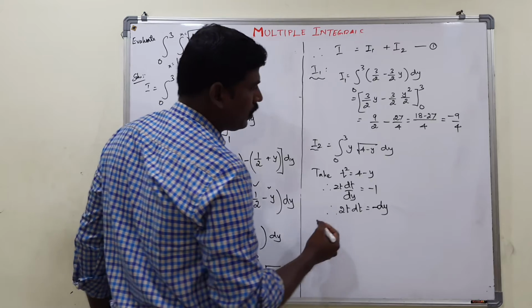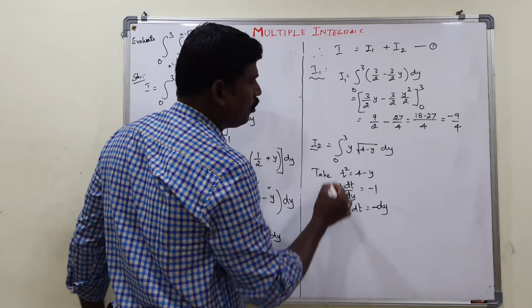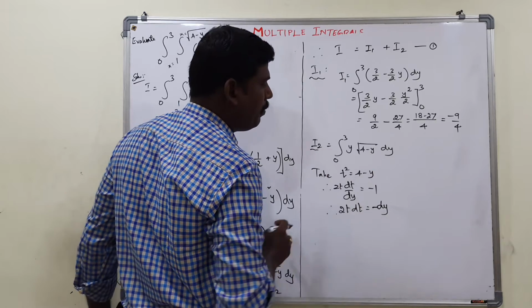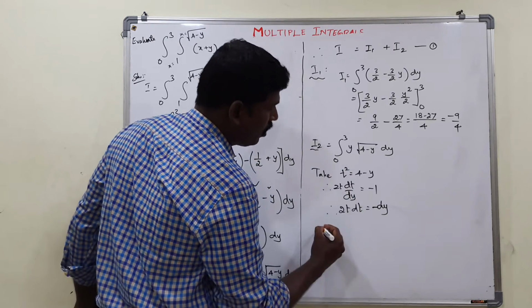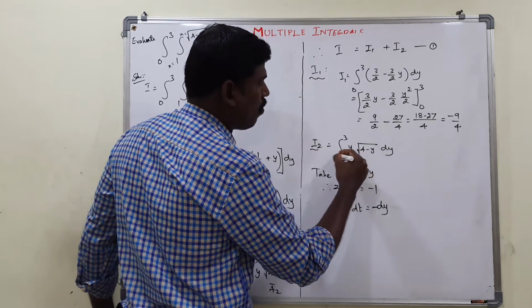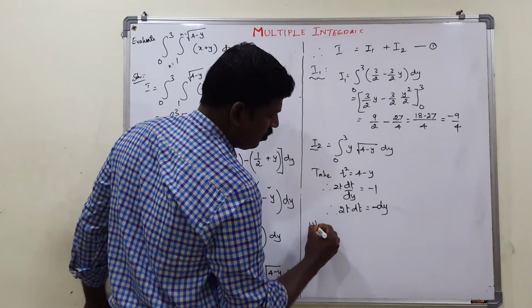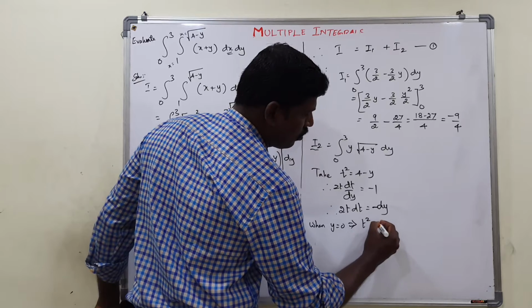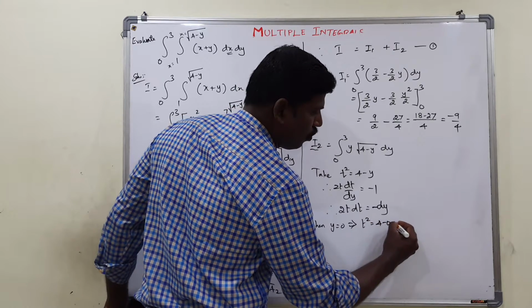Minus dy. Right? So the limits, we need to change the limit also. This is the limit of y. We need to change it into the limit for t. So what is the limit of t when y is equal to 0? It implies t square is equal to 4 minus 0, that is equal to 4.